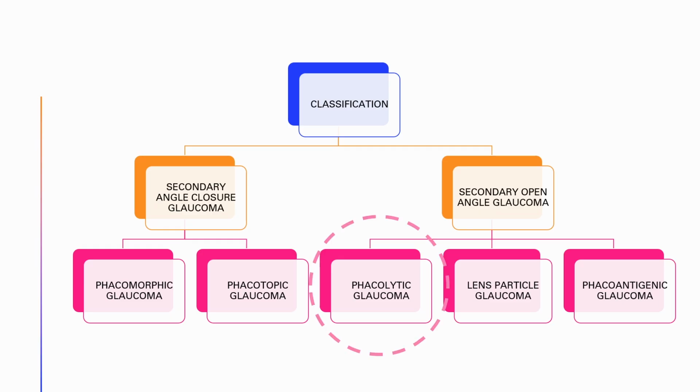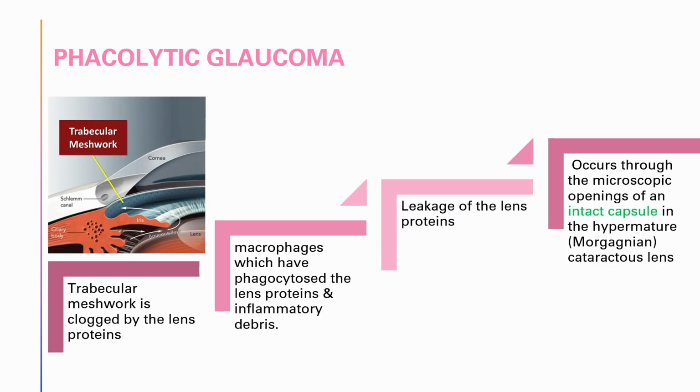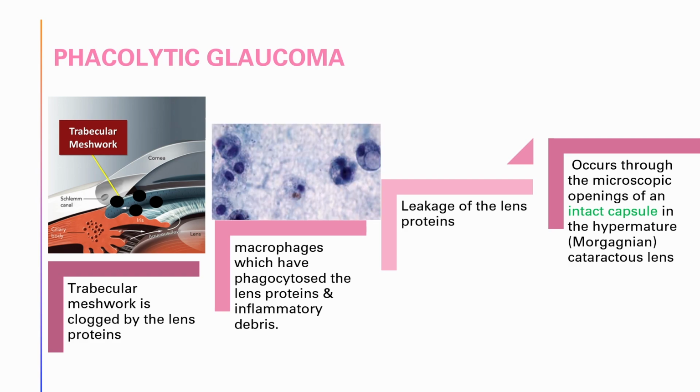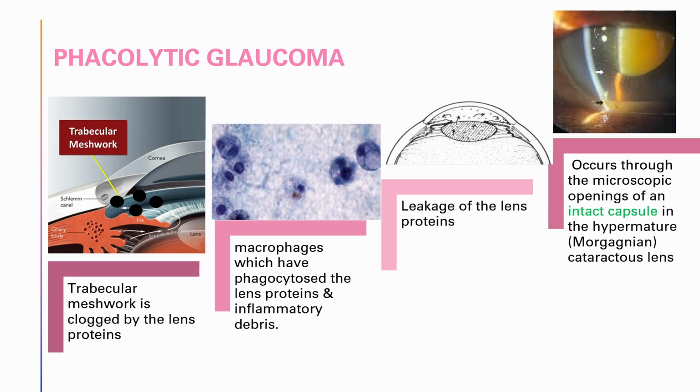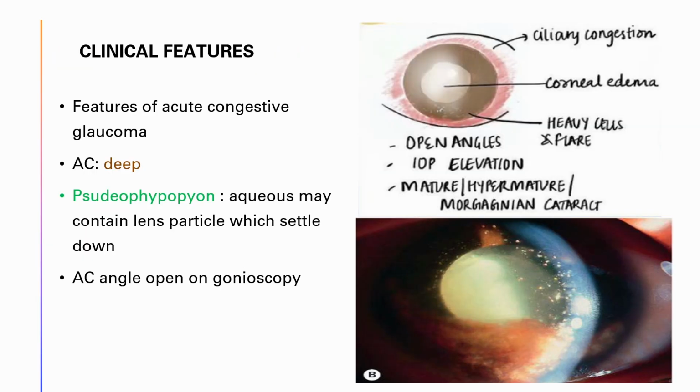Coming to lens-induced secondary open-angle glaucoma, we'll study about phacolytic glaucoma first. In phacolytic glaucoma, trabecular meshwork is clogged by lens proteins and macrophages which have phagocytosed lens protein, and other inflammatory debris. Then there is leakage of lens protein which occurs through the microscopic openings of the intact capsule in the hypermature or Morgagnian cataractous lens. Clinical features are features of acute congestive glaucoma.